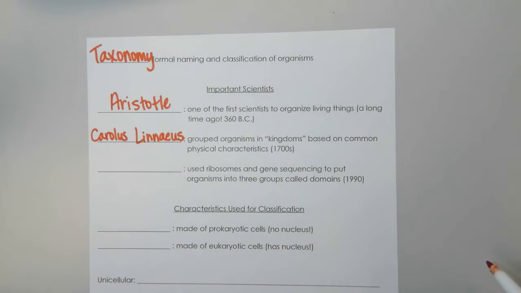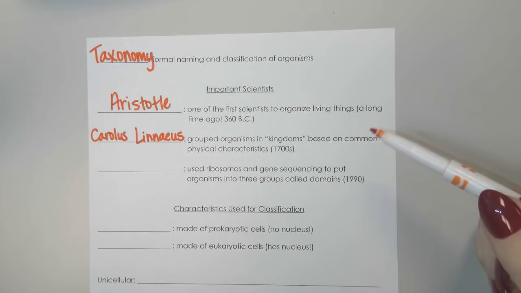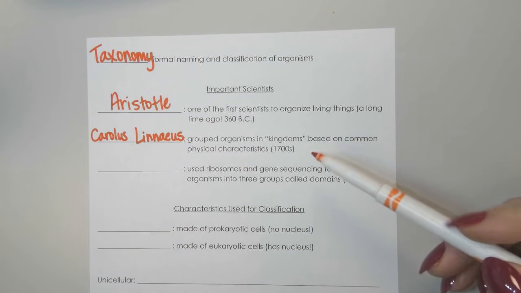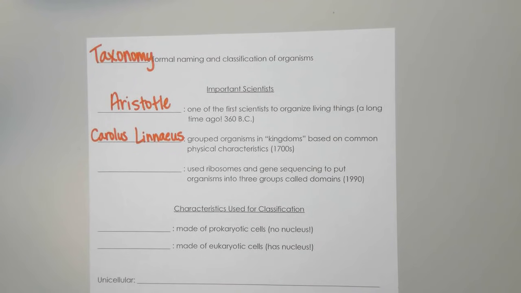Carolus Linnaeus. So back in the 18th century, like 1700s, he grouped organisms into what he called kingdoms, and he grouped them based on similarities. So he looked at different characteristics and he said, well, these things have this in common, they're in this kingdom, and these have this in common, so they're in that kingdom. So he's the one that started what we know today as kingdoms.